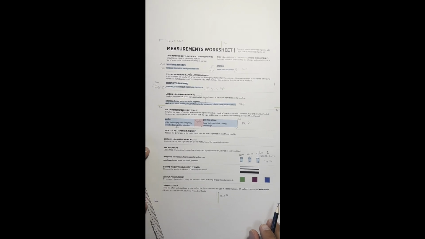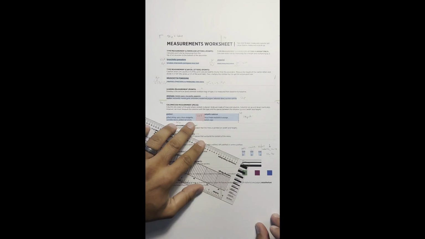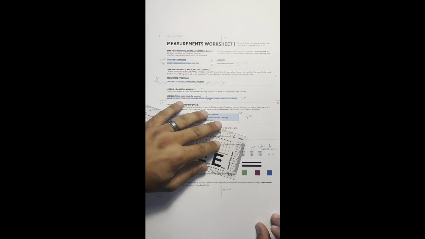All right, moving on. Now, the strokes. We usually do see strokes or rules inside of design. It helps us separate areas. It helps contain areas. It's a really, really great tool to use. I use it all the time. Stroke weight measurement points. Measure the weight, thickness of the different strokes. Now we could use this. We could actually use the points to do this.